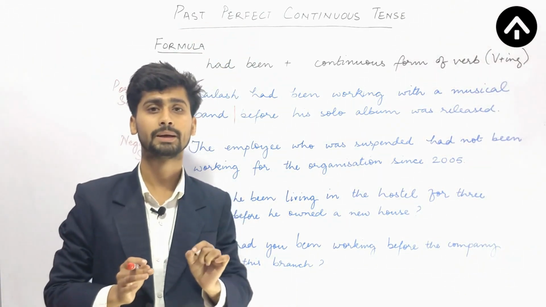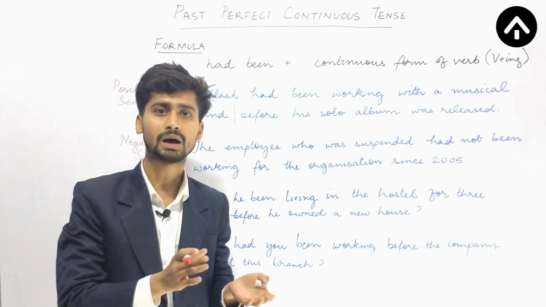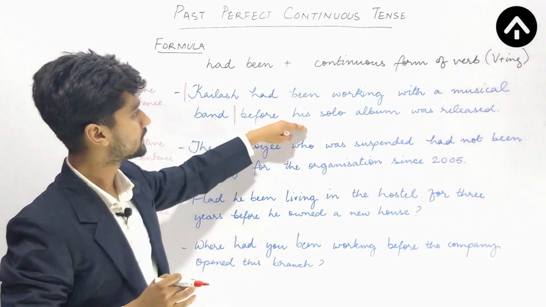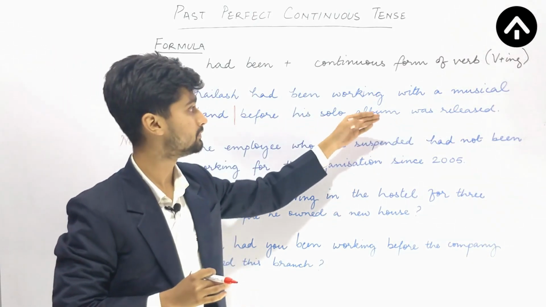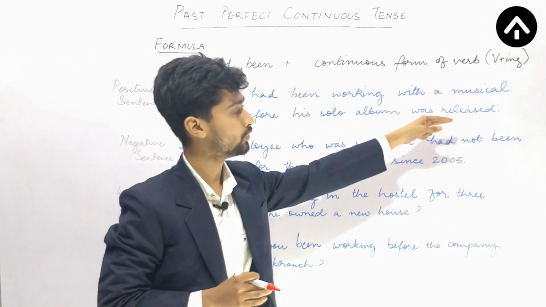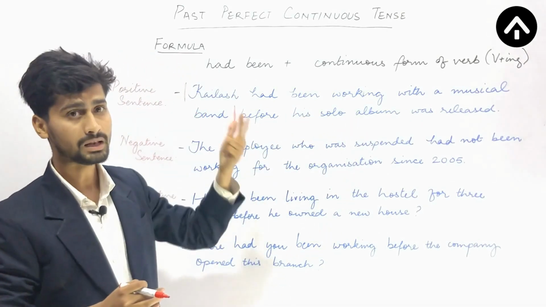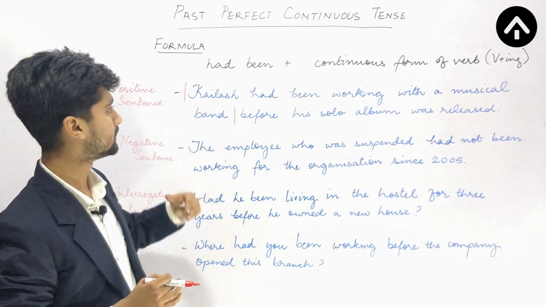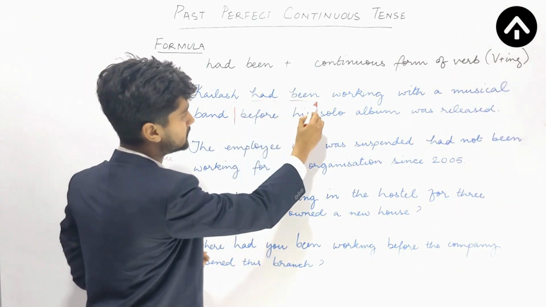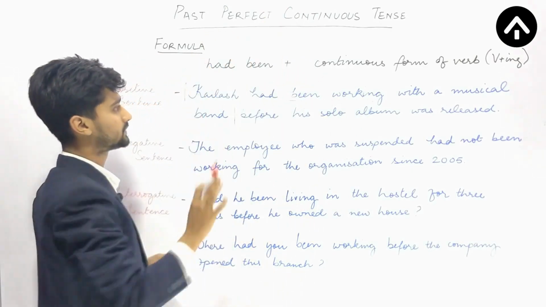And let me tell you one thing, that past perfect continuous tense in most of the cases is used with reference to some other action that also took place in past. Okay. So the other action is before his solo album was released. So here we have another verb that is in passive voice. Before his solo album was released. So this action took place later on, and this action took place earlier. Okay. So here I am using had, then been and working. So this shows the past perfect continuous tense.